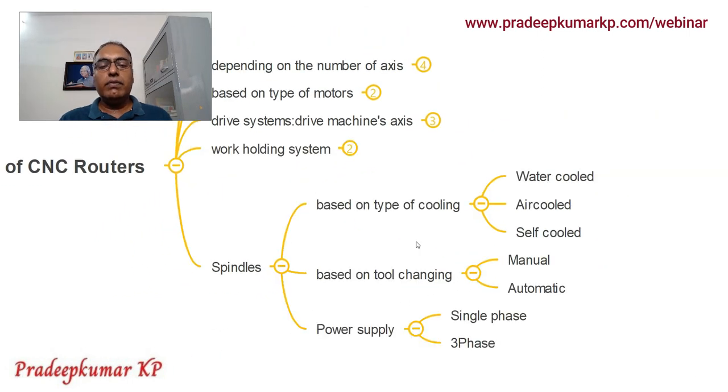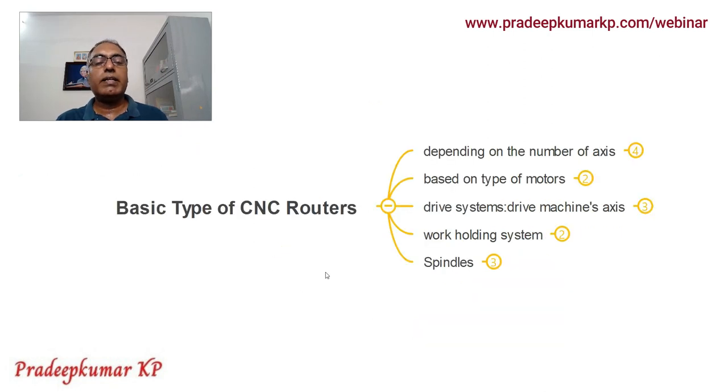Then the other one is based on the spindle, that is the main cutting motor. In the spindle also we have types according to the cooling system: water cooled, air cooled and self cooled. Also based on the tool, whether it is manual tool changing or automatic tool changing, and according to the power supply it can be single phase or 3 phase. These are the different ways of categorizing the CNC router machine.